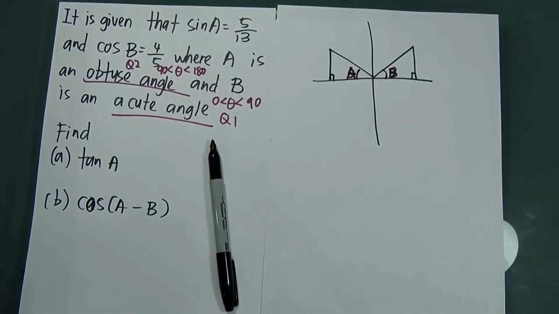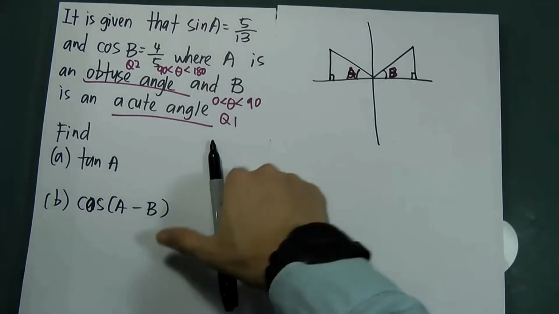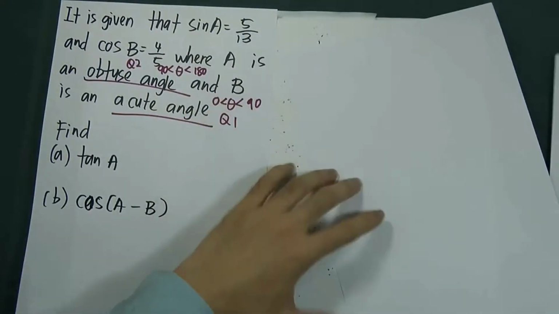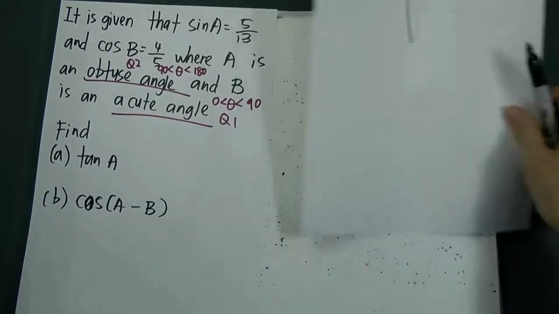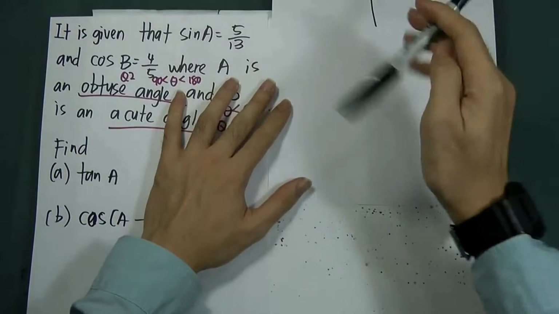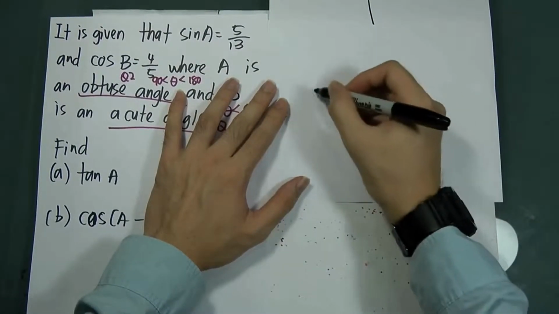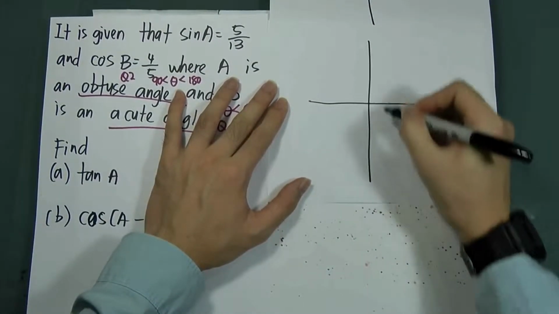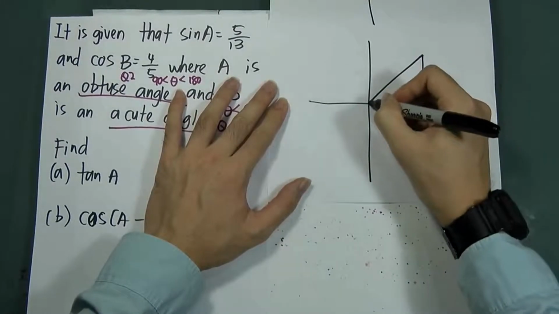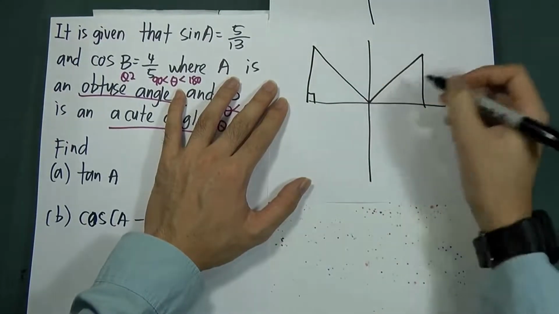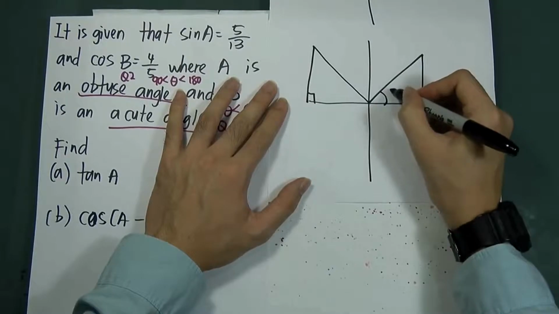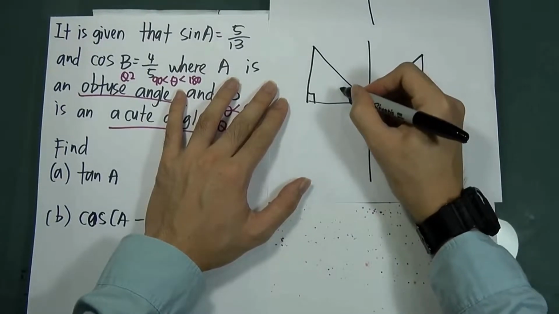Now I change the newspaper because it's very important to see this kind of thing clearly. Save paper, so I draw it below one more time. You are in the first quadrant and you are in the second quadrant. Imagine this 90 degree. So this one will be B. This one will be A.